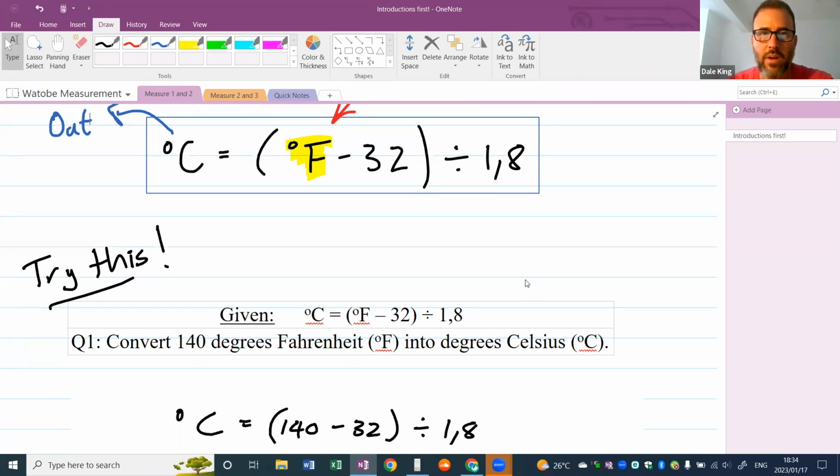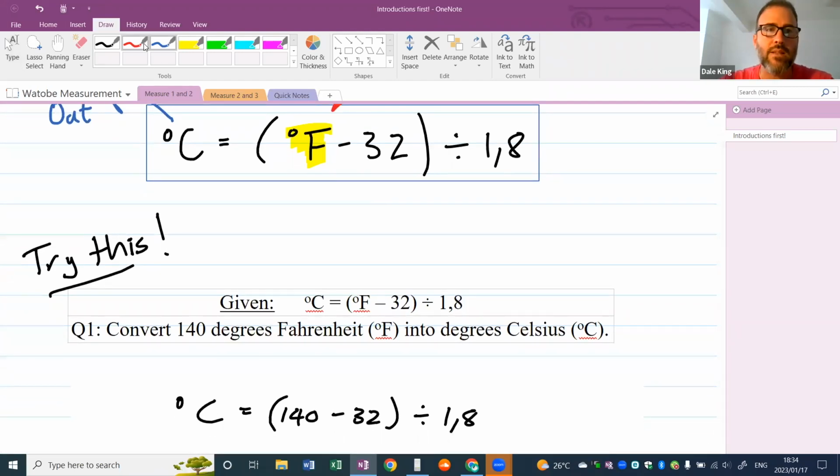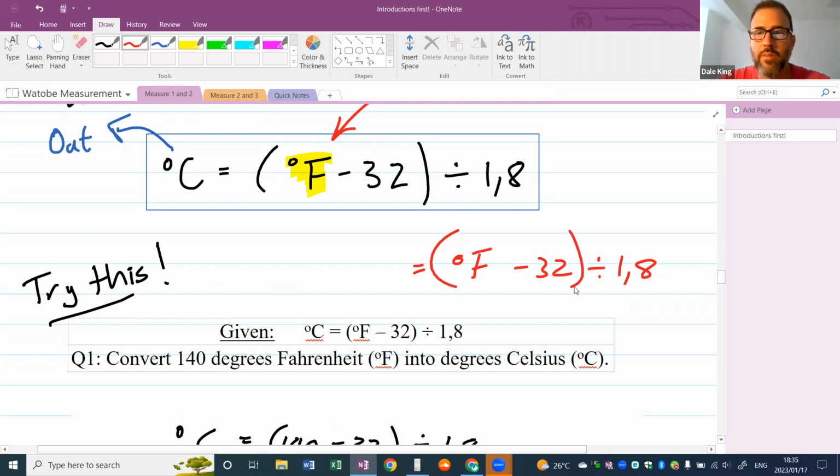Okay, now one thing I want to bring to your attention here in this formula is the brackets. Okay, so there are brackets here. The formula is not written out like this. Okay, that would give you a different answer. All right, so the brackets here are actually very important.